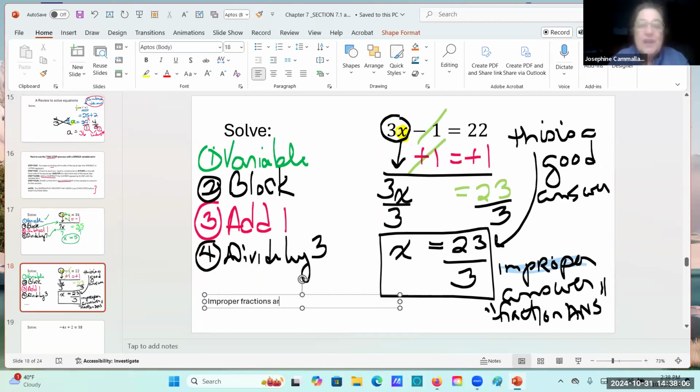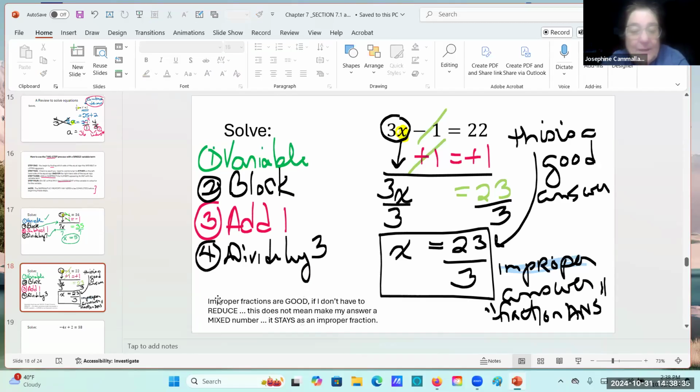Improper fractions are good if I don't have to reduce. This does not mean make my answer a mixed number. It stays as an improper fraction, not a mixed number. I can only reduce it. I don't want to make it a mixed number. Okay.